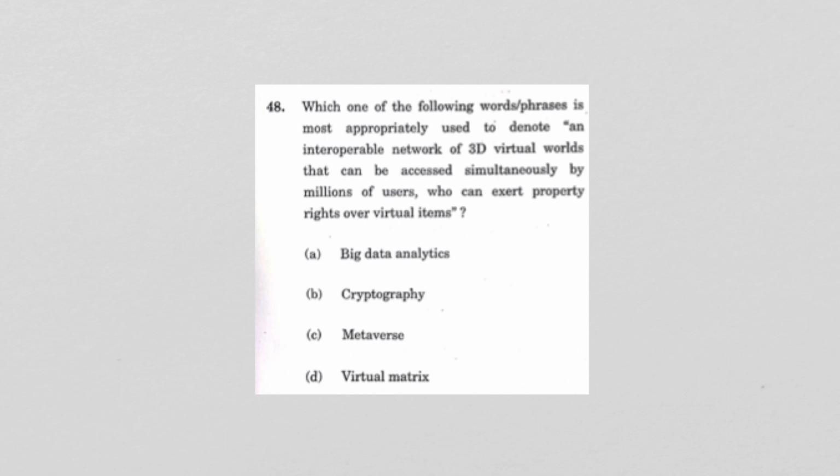Now this question is not directly from economy, but we will just see the answer for this. Which one of the following words or phrases is most appropriately used to denote an interoperable network of 3D visual worlds that can be accessed simultaneously by millions of users who can exert property rights over virtual items? The options are big data analytics, cryptography, metaverse, virtual matrix.